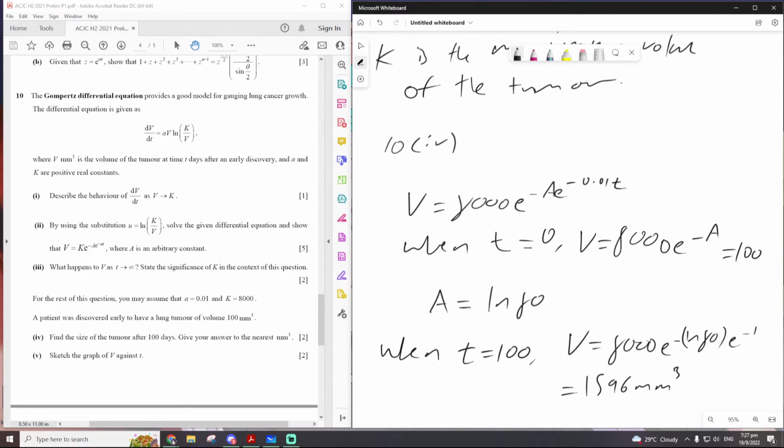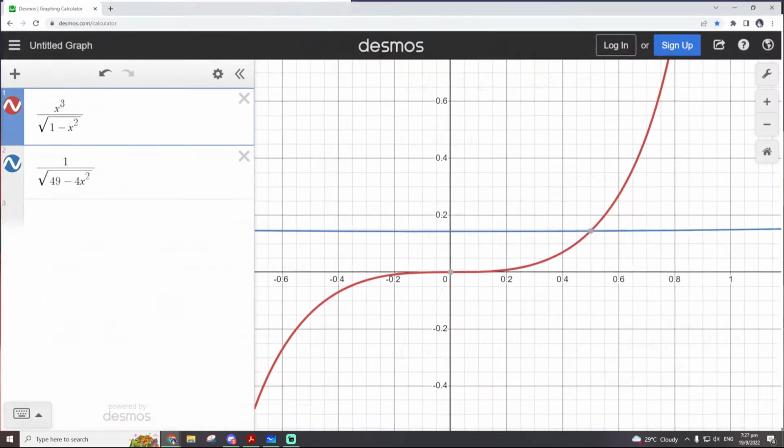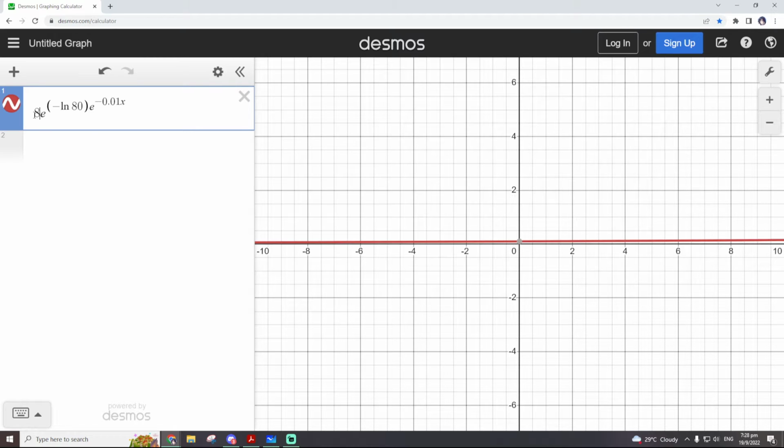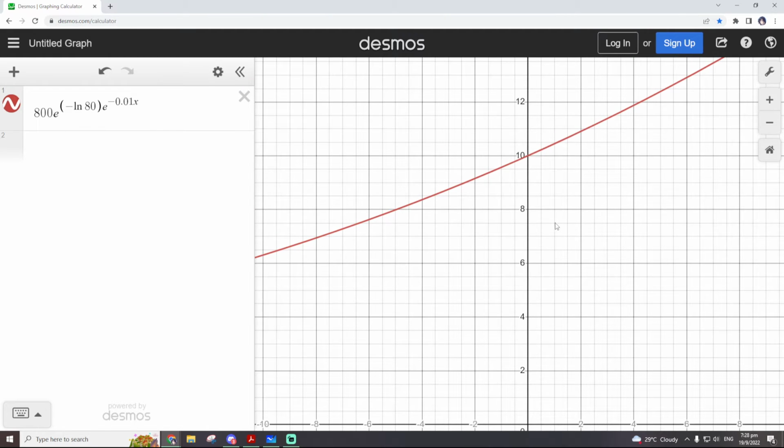And then finally, for sketching the graph of v against t, I believe that we can probably do this using our GC. In this case, I'll use decimals, but in your exam, of course, you'll use the GC. Now, when you sketch using GC, you just want to get the shape. So we'll sketch e to the minus ln 80 e to the negative 0.01x, right? So we just want the general shape. So let's see if I can get it. Okay, if you use 8,000, you will get a really stretched out graph.